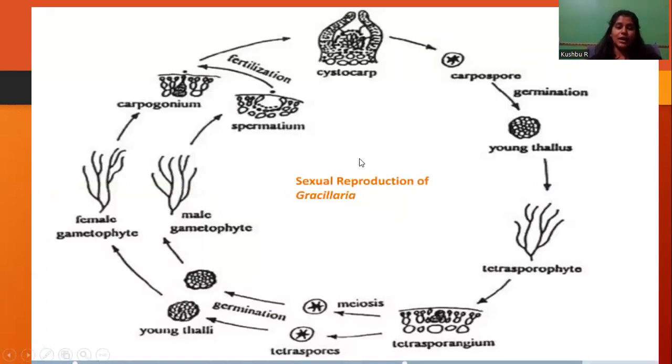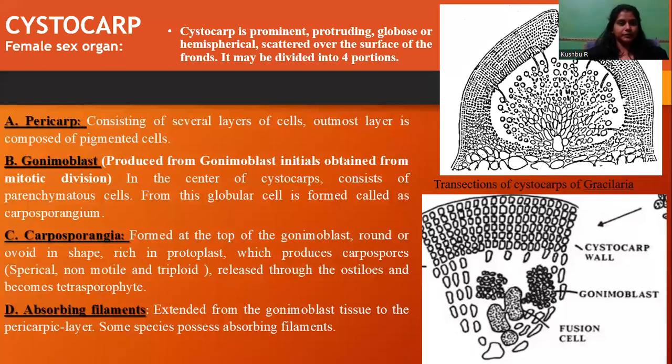This is why we say there is alternation of generations between the gametophytic stage and the sporophytic stage, whereby the production of gametophyte, cystocarp is produced. Cystocarp will now produce a young thalli, that is a tetrasporophyte. Tetrasporophyte will produce tetrasporangium. Tetrasporangium will produce tetraspores. So of 4 spores, 2 spores will become female gametophyte and 2 spores will become male gametophyte.